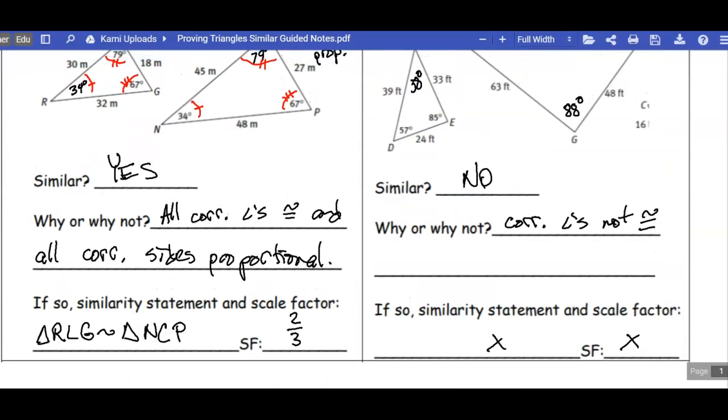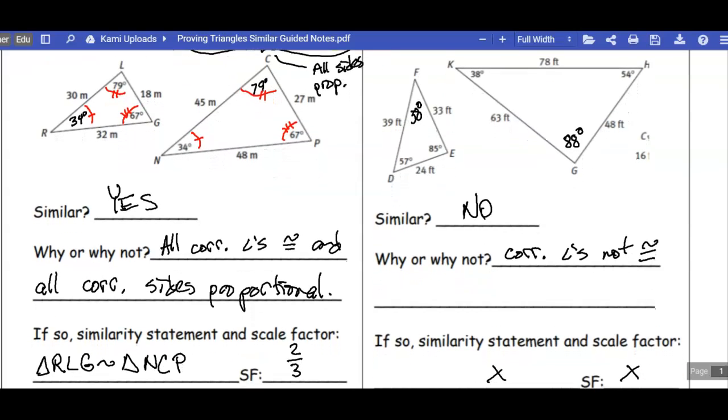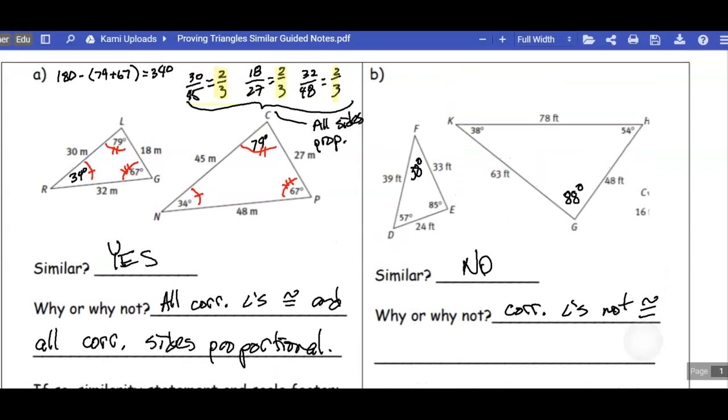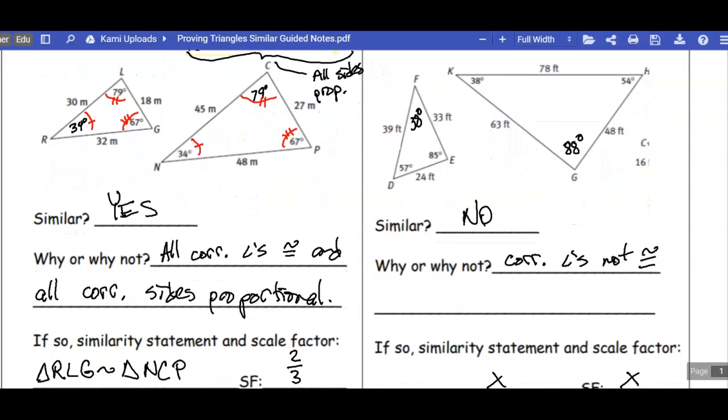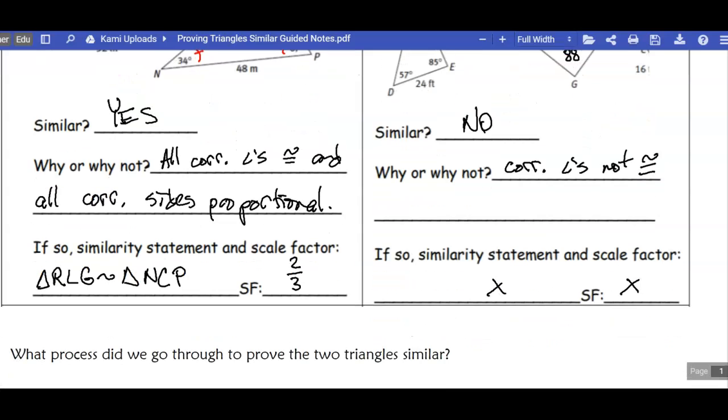This video is a continuation of proving triangles similar. So we had just finished looking at two examples, one where the triangles were similar because all the matching angles were congruent and all the sides were proportional, and then another one where all the angles were not congruent. So we didn't even have to bother looking at the ratios of the sides. We didn't have to see if the sides were proportional.